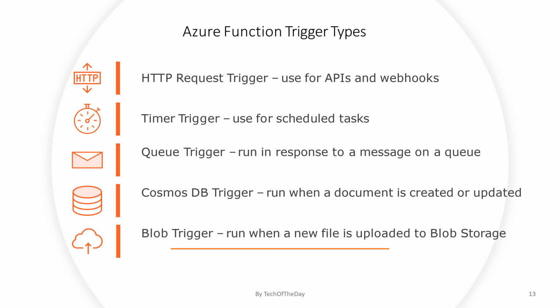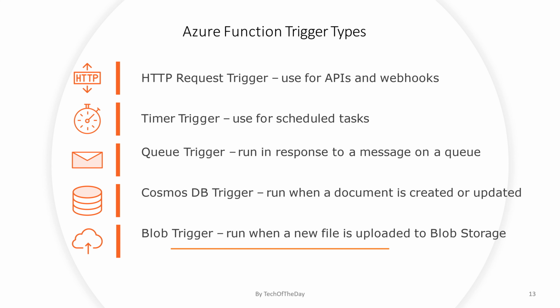A time trigger allows us to create scheduled tasks, such as a function that needs to run at midnight every night. A queue trigger allows us to run a function in response to a message on a queue, which could be Azure Storage Queue or Azure Service Bus Queue. A Cosmos DB trigger allows us to run a function in response to a new document being created or updated in the Cosmos DB database. A blob trigger allows us to run a function in response to a new file being uploaded into Azure Blob storage, and there are many other trigger types, including Event Grid or Microsoft Graph.